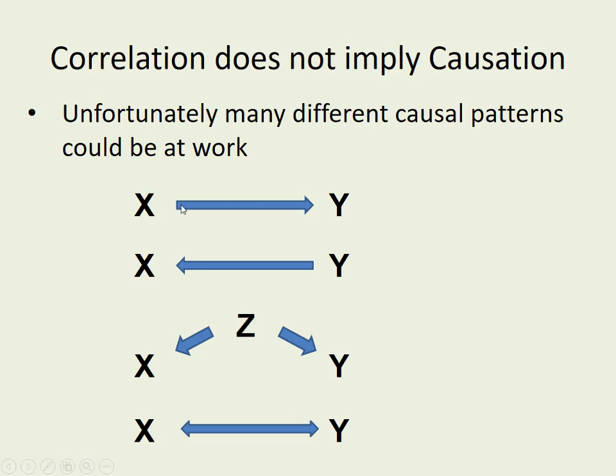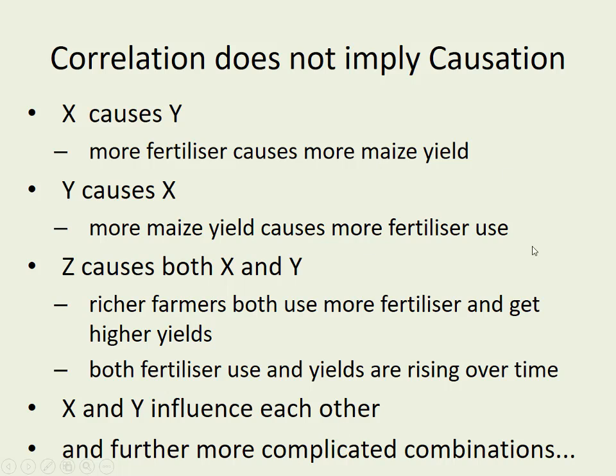Or another nightmare is when both these first things are true. So this affects this, and this then affects this. I think it's really hard to sort out what's going on. So these are the possibilities for the fertilizer and yield example.